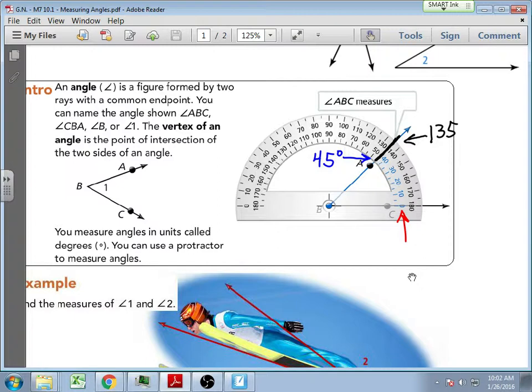Also, once you work with angles and know that 90 degrees is a right angle, it's easy to see this has to be less than 90. It's smaller than a right angle. It's a cute angle.